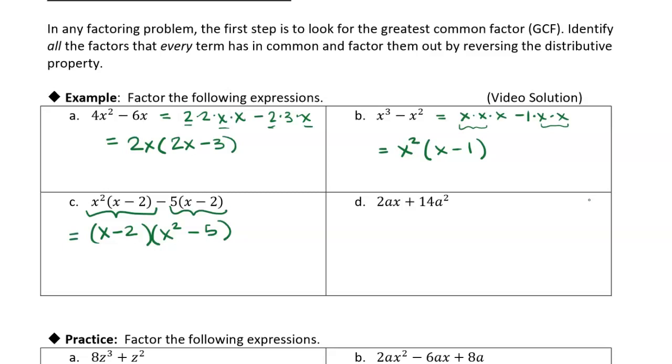Now here we have the variable x, and then we also have this a, which often represents an arbitrary constant, not necessarily a variable, but it could be considered a variable. Let's go ahead and write this out. We have 2 times a times x, and then 14 is 2 times 7 times a times a. So in each of these terms, we have a factor of 2. Oh, no, we don't have a factor of x in that last one.